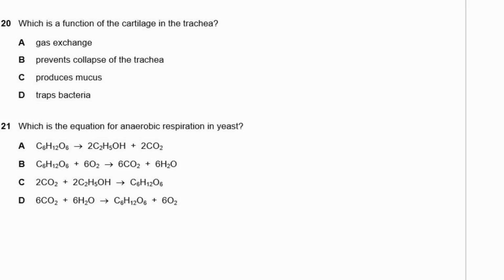Question 20. What is a function of the cartilage in the trachea? So the purpose of the cartilage really is to prevent your trachea from collapsing in. It's not for gas exchange. It doesn't produce mucus. It doesn't trap bacteria. It makes it so that your airways stay open.